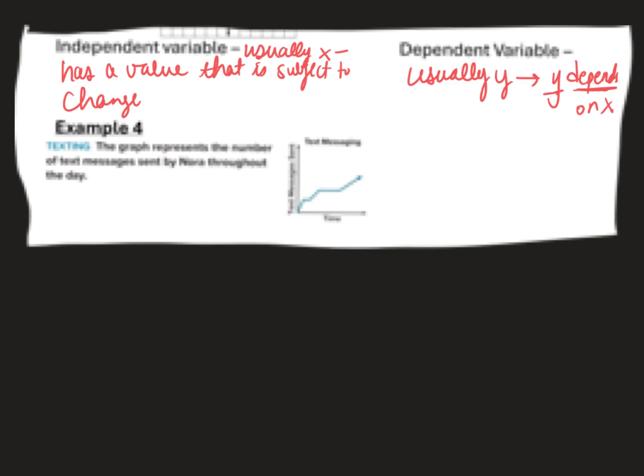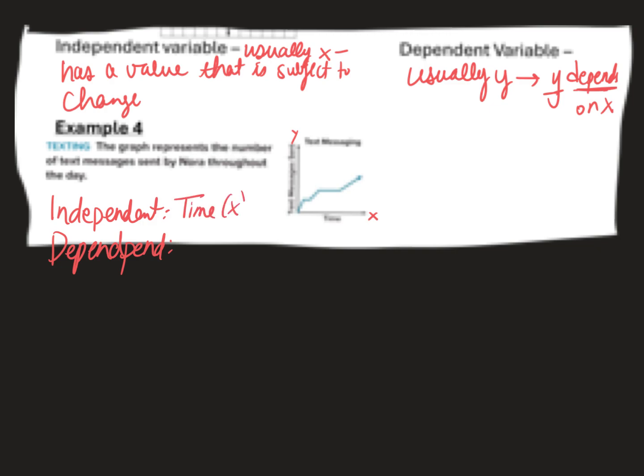It says the graph represents the number of text messages sent by Nora throughout the day. So the first thing we want to do is identify the independent and dependent variables. Not only will we indicate if it's x or y, but we will also tell what that stands for. So this is, of course, my x-axis. This is my y-axis.